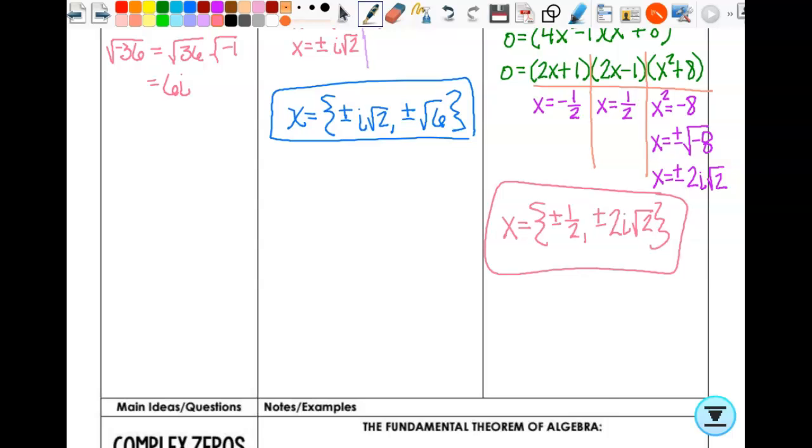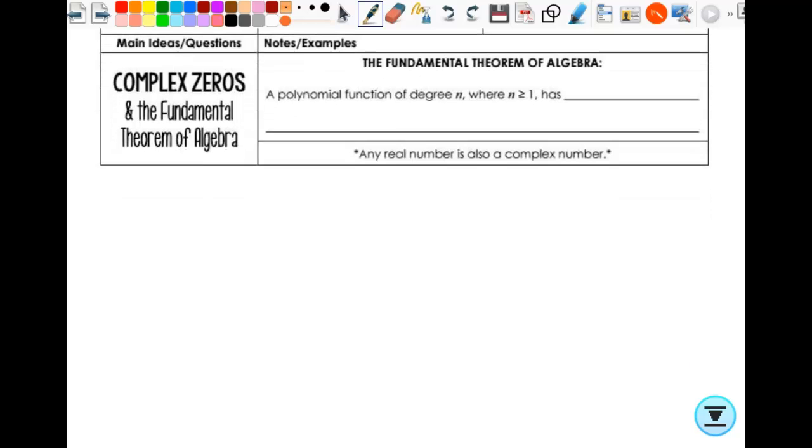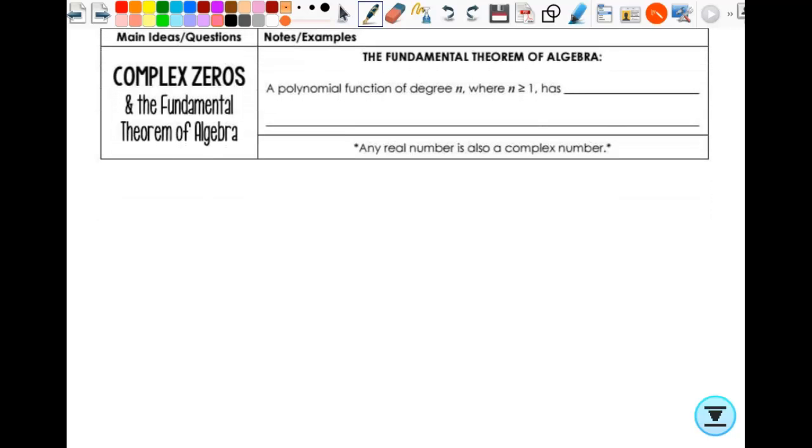So let's talk about the fundamental theorem of algebra and our complex zeros. All right, so how we get complex zeros, or how we get imaginary zeros. Let's just think about quadratics, because that's what you understand the most. It's possible for it not to cross the x-axis at all, right? It's possible for it to intersect the x-axis once, and it's possible for it to intersect the x-axis twice.